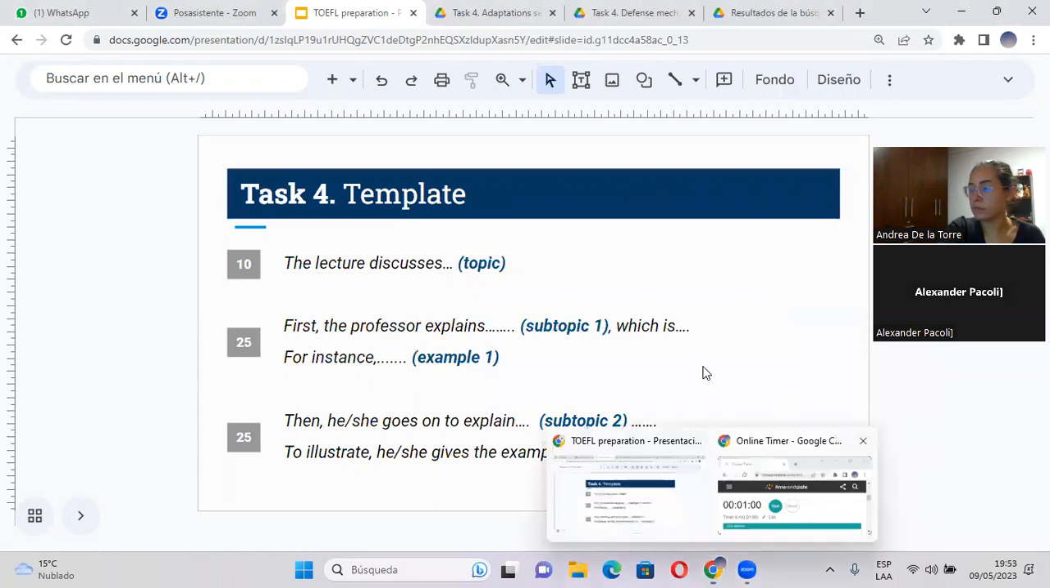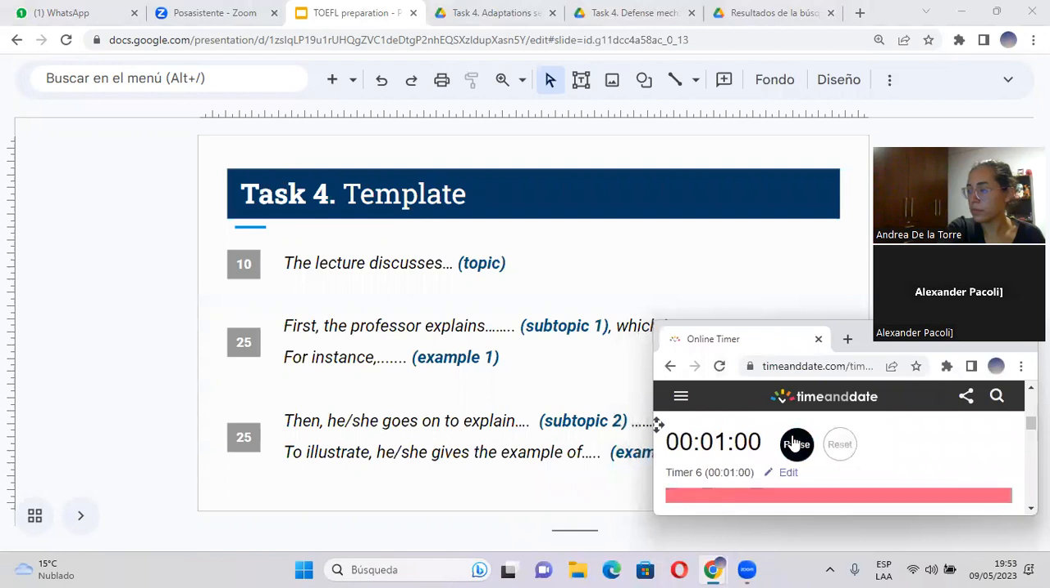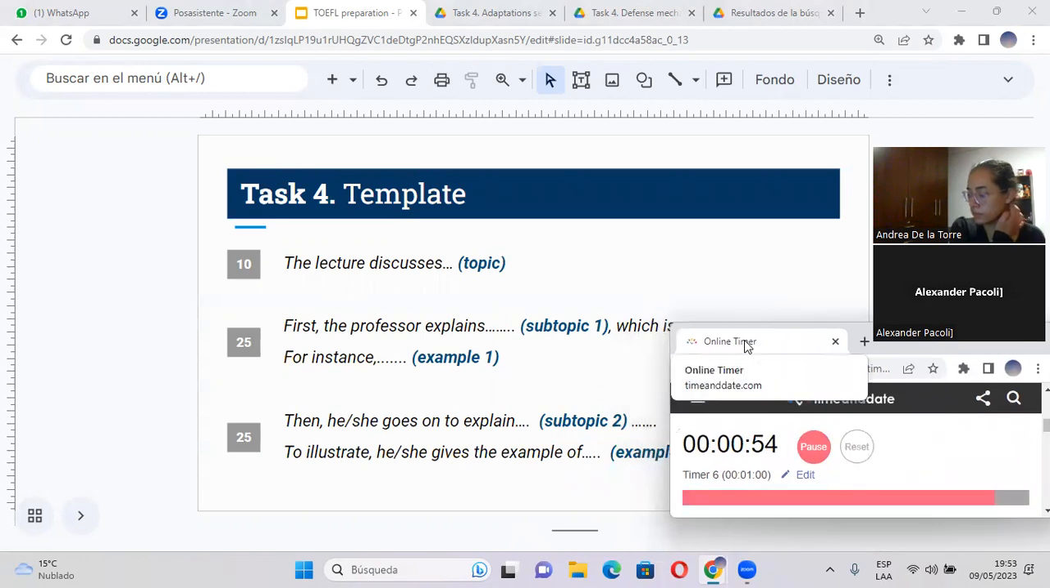I'm gonna put the template, sorry. There you go. The lecture discusses how the conditions of the deep ocean could make adaptations in some species of fishes. First, the professor explains some body modifications could appear in some fishes, for instance, a large stomach or some other additional features.